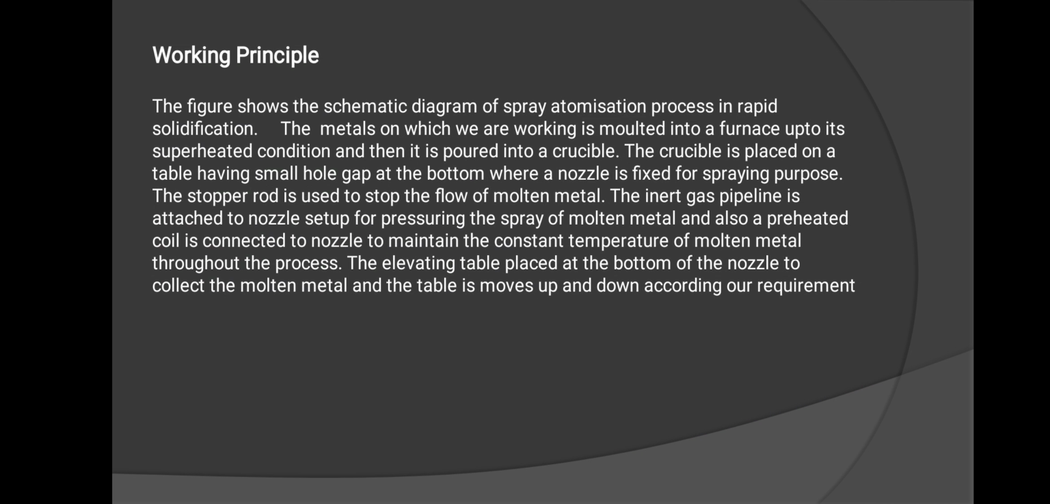The inert gas pipeline is attached to the nozzle setup for pressurizing the spray of molten metal, and also a preheated coil is connected to the nozzle to maintain the constant temperature of molten metal throughout the process. The elevating table, which is placed at the bottom of the nozzle, is used to collect the molten metal, and the table moves up and down according to requirement.